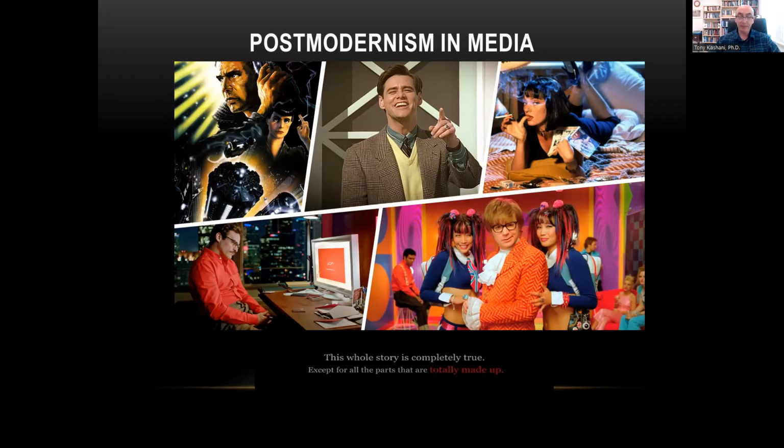Postmodernism is a complex and multifaceted cultural, intellectual, and artistic movement that emerged in the mid 20th century. It has had a profound impact on various fields, as I said earlier, including media. Postmodernism in media challenges traditional narratives, structures, and forms, emphasizing a departure from modernist conventions. It's characterized by a skepticism toward grand narratives, a celebration of diversity, and a playfulness with conventions and styles.